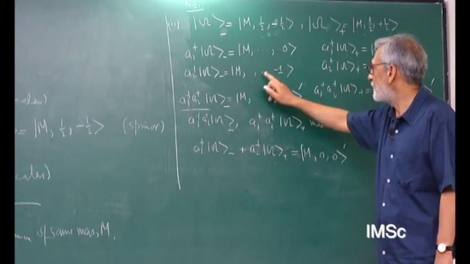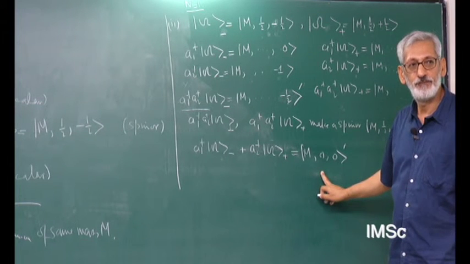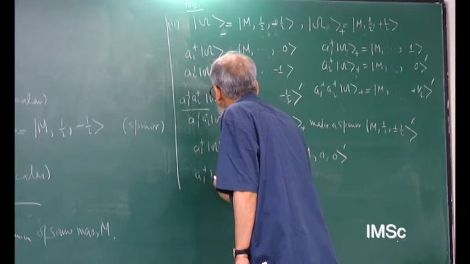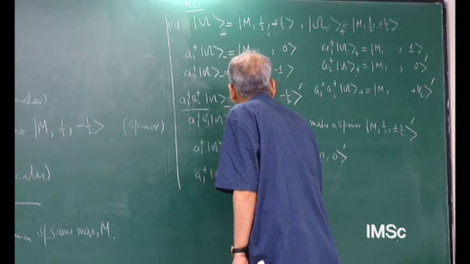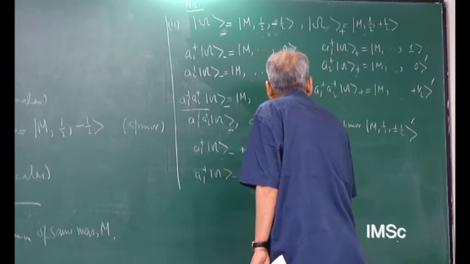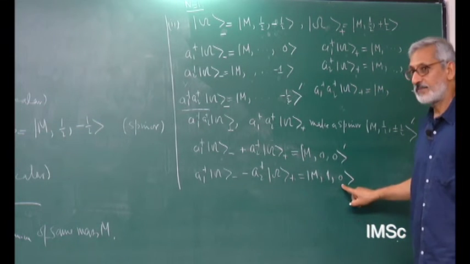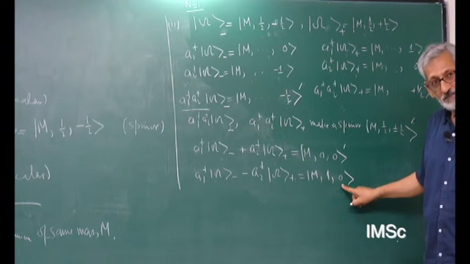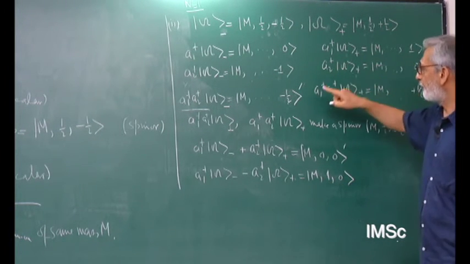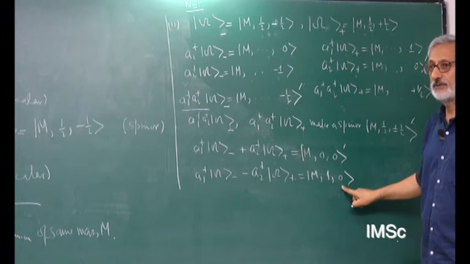A linear combination of these two objects makes a singlet. Maybe normalize it by half or root half. An anti-symmetric combination is a component of a vector. A vector representation with spin 0 has Jz values plus 1, minus 1 and 0.